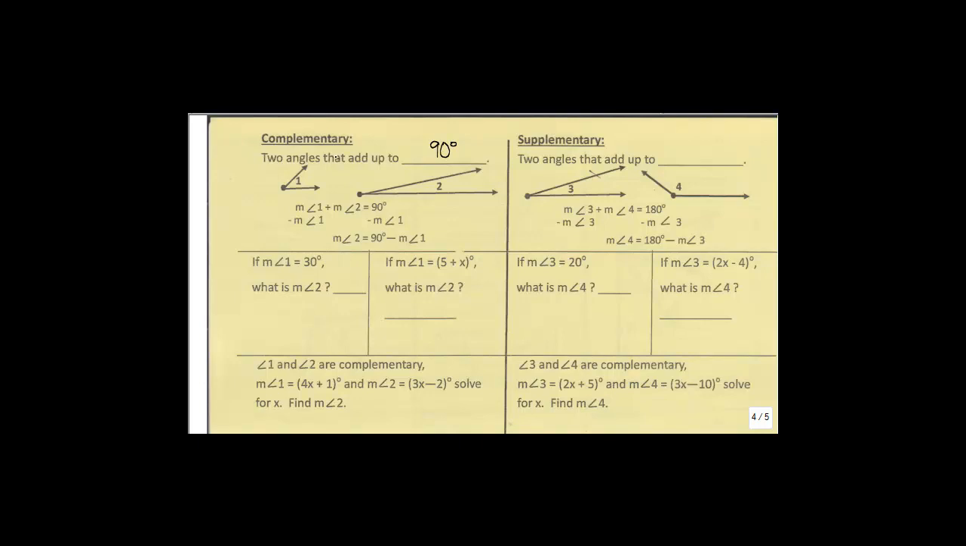So if the measure of angle 1 is 30, what would be the measure of angle 2? So of course both of them added together would be 90. We would subtract out 30, and that would leave me with 50. Oh, sorry, 60. I can do math.